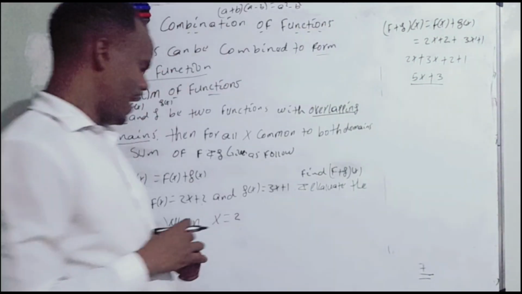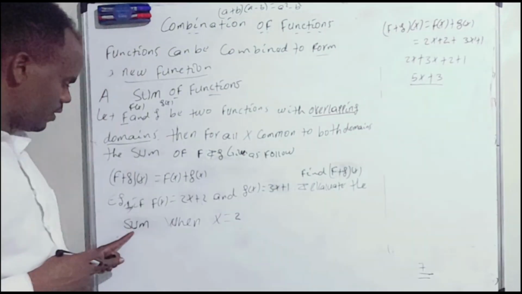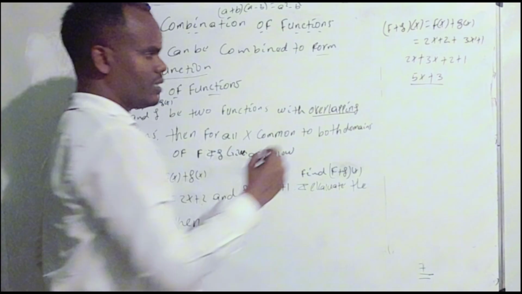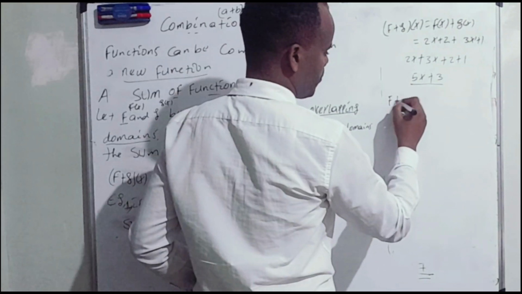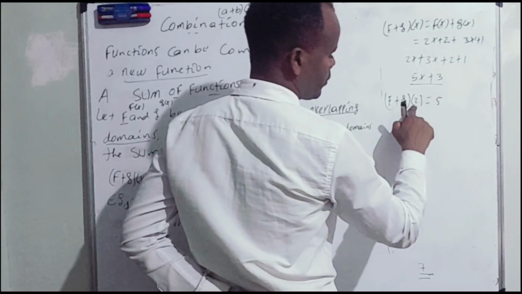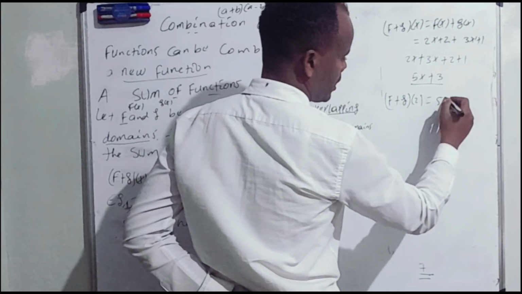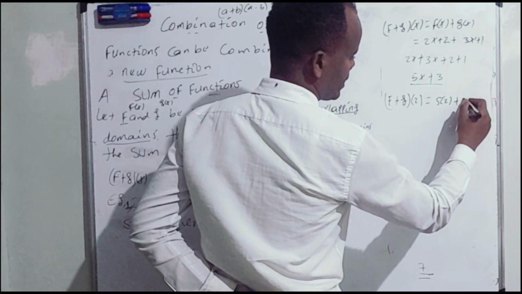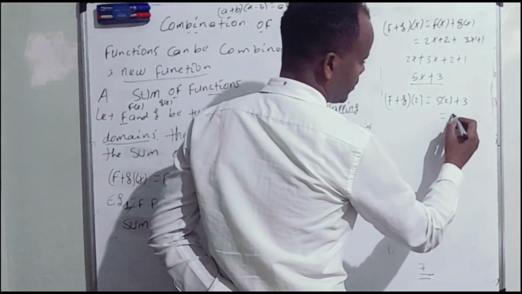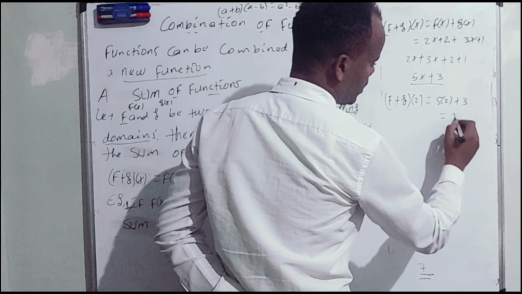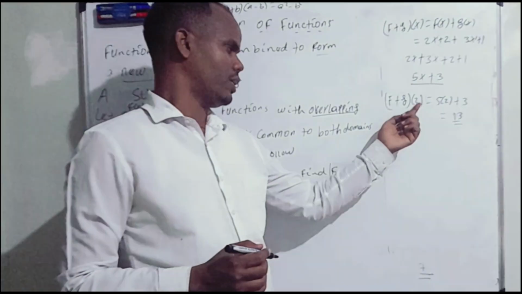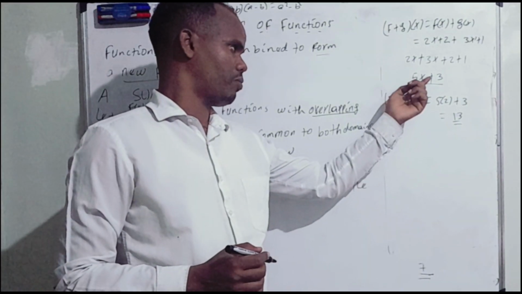And the next one is to evaluate the sum when x is equal to 2. When x is equal to 2, f plus g of 2 is equal to 5 times, instead of x, substitute 2, plus 3. So this means it is equal to 13. So that is the functional value: the functional value of 5x plus 3 when x is equal to 2 is 13.